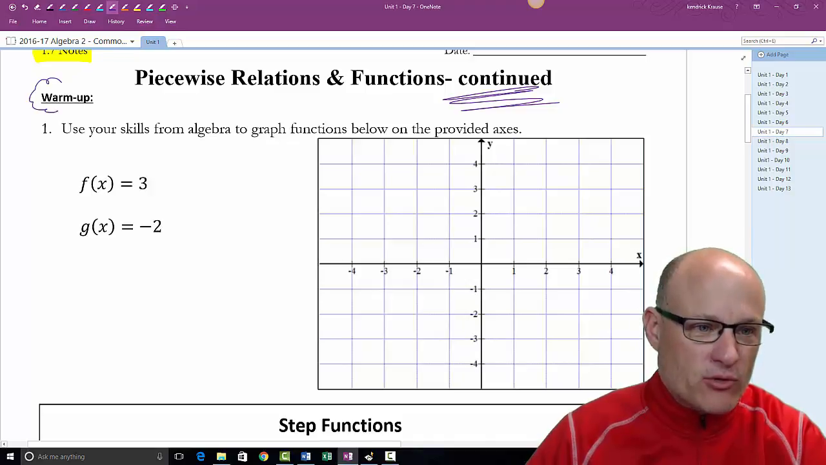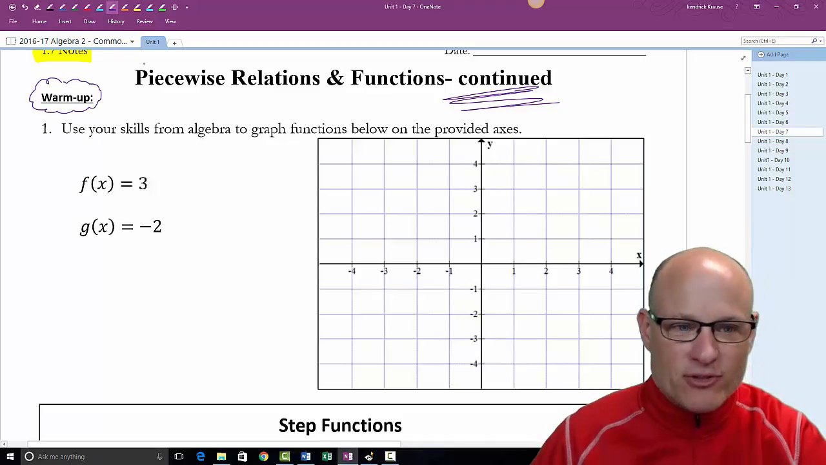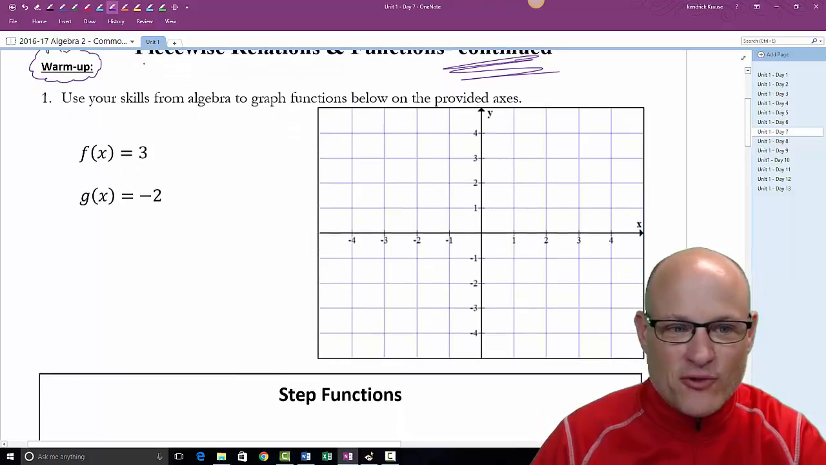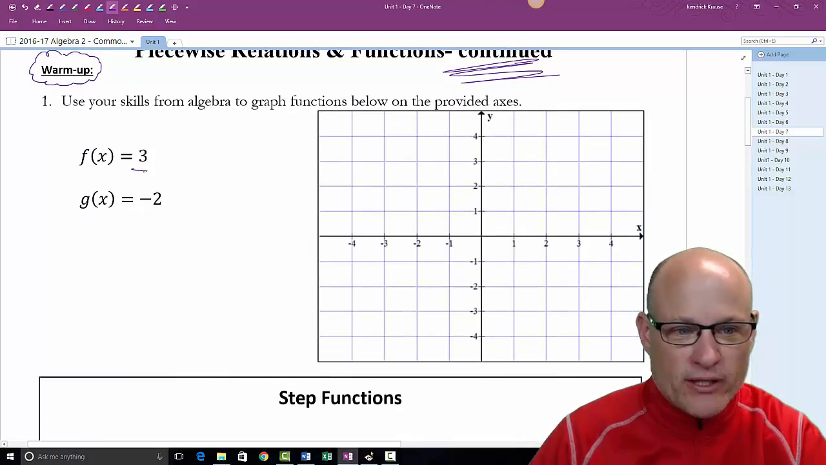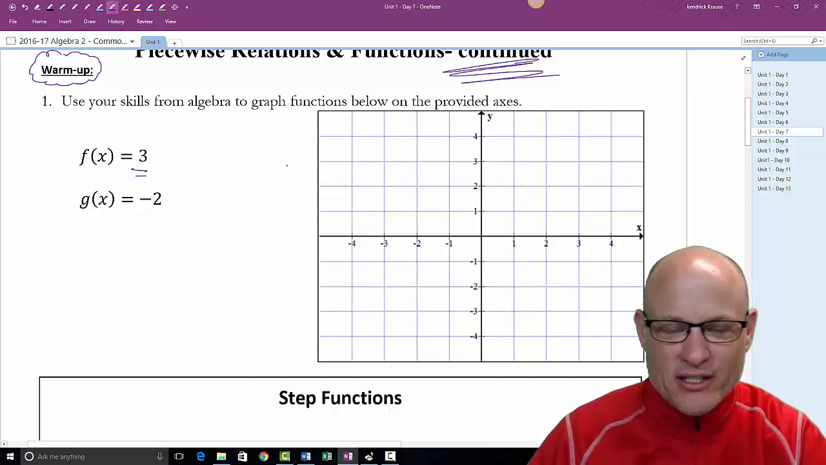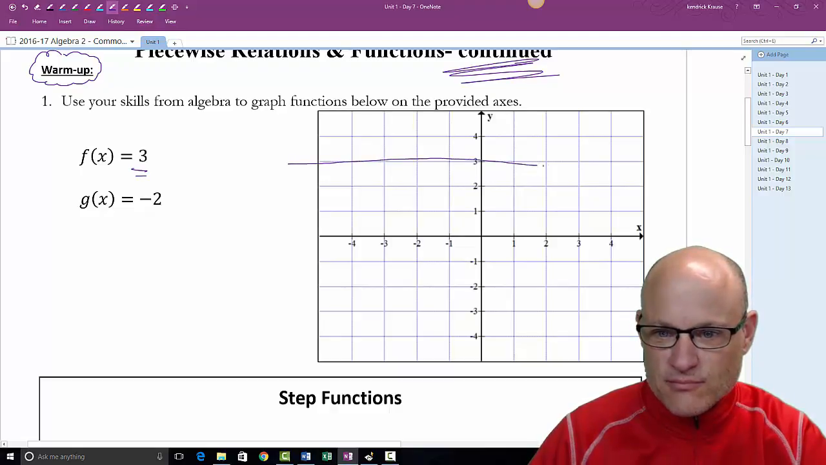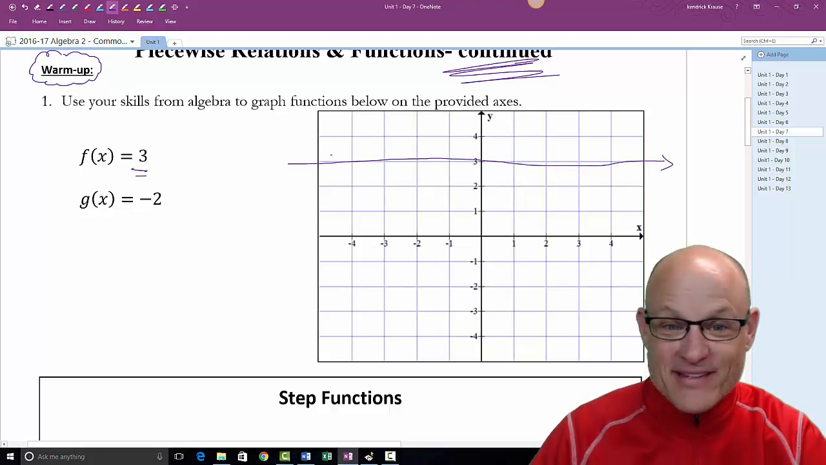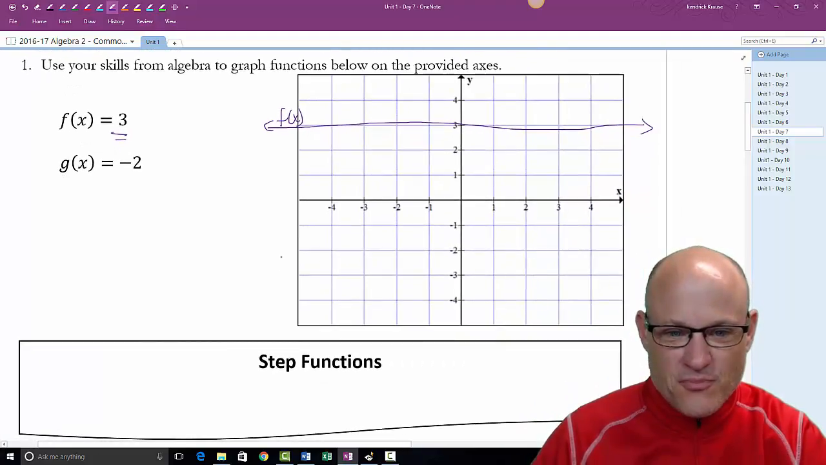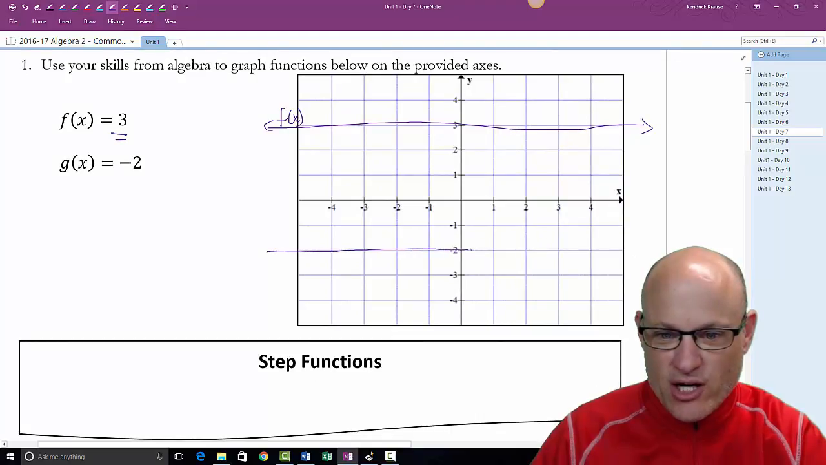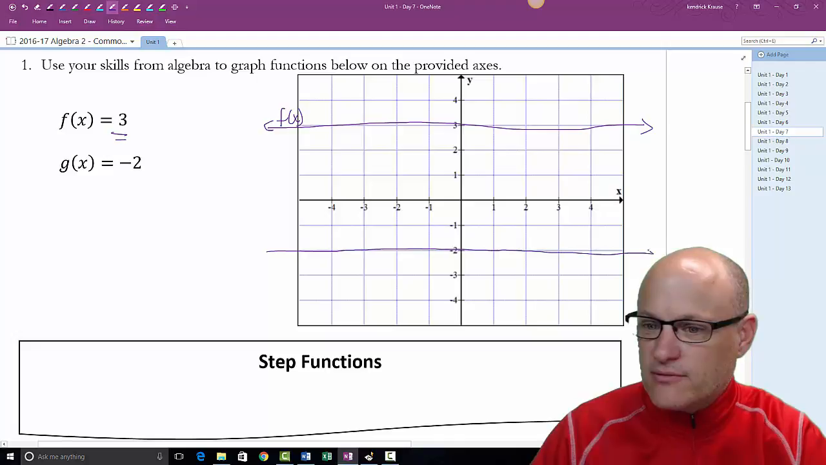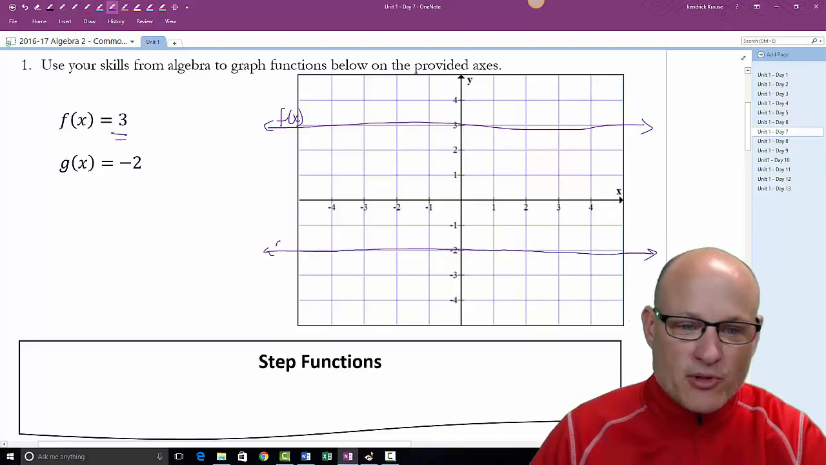So in my class, what I would do is a little bit of warm-up, and you'll see why I'm having you do this in a minute. I want you to graph these two functions. F of x equals 3. Well, that's a constant function, 3. So I'll just graph it. That's f of x. F of x equals 3. Or how about g of x equals negative 2? That would be down here. Notice they are horizontal lines, and they're very simple to graph, right?